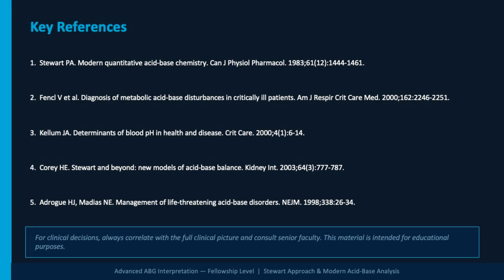And that is the advanced ABG lecture. So your next step is simple. Take your next ICU patient, run Fencl-Stewart approach, calculate SIG, and you'll see things in the blood gas you never saw before.